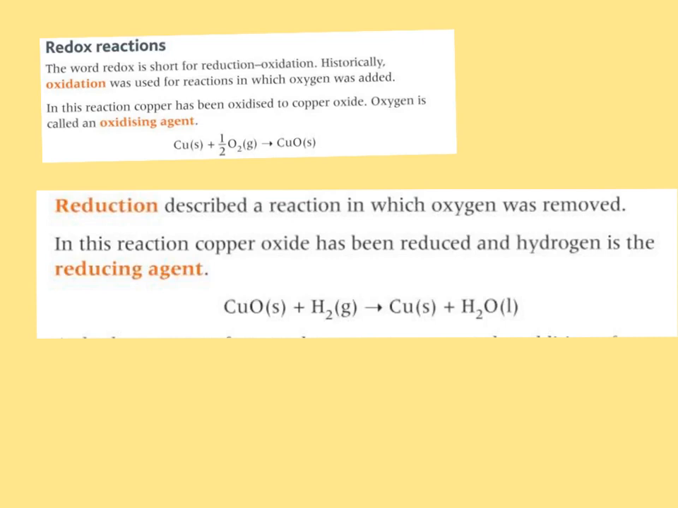Reduction, on the other hand, describes a reaction where oxygen is taken away. So in this reaction, the copper oxide loses its oxygen to form copper again, and hydrogen is taking the oxygen away. So in this respect, hydrogen is known as the reducing agent because it's taking oxygen away from the copper oxide.